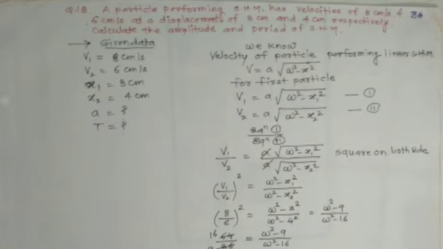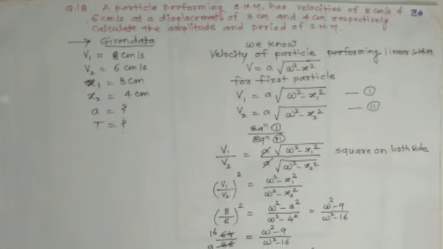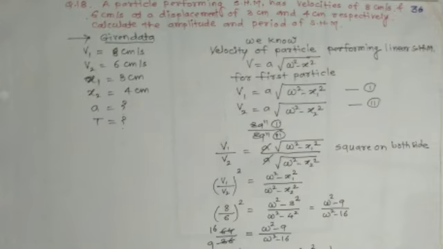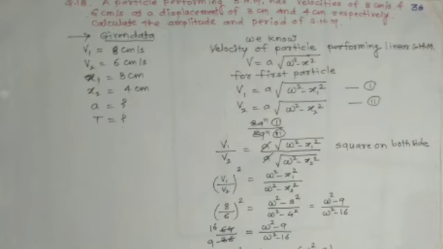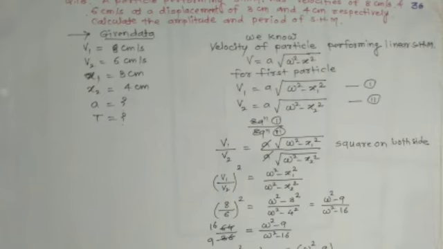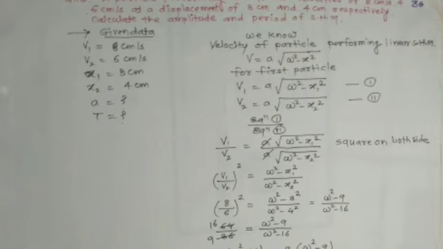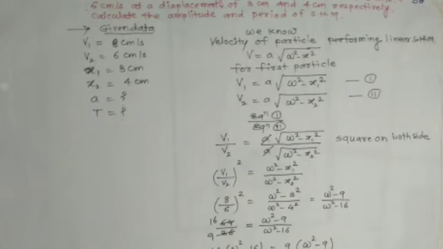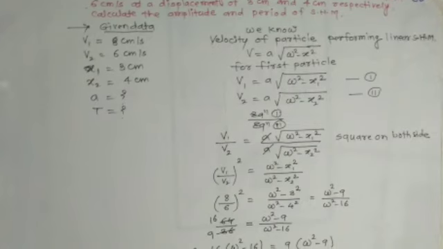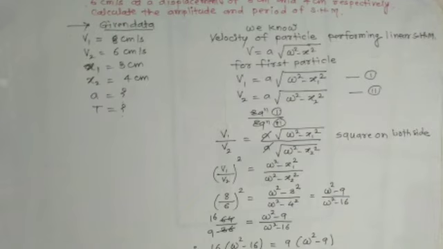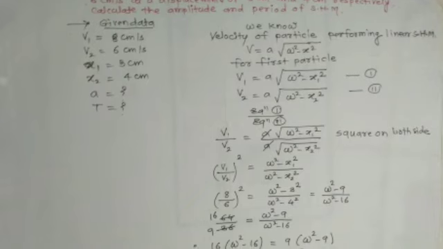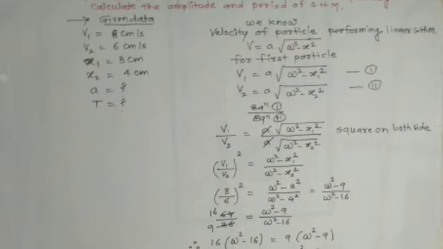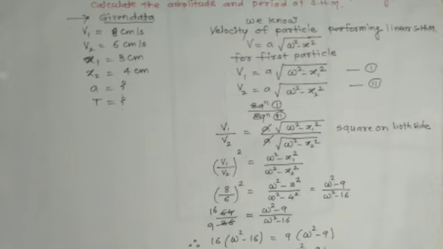Another numerical based question, question number 18. A particle performing simple harmonic motion has velocities 8 cm per second and 6 cm per second at a displacement of 3 cm and 4 cm respectively. Calculate the amplitude and the period of simple harmonic motion. Given data, V1 is equal to 8 cm per second, V2 equals 6 cm per second, x1 equals 3 cm, x2 equals 4 cm, amplitude A equals question mark, time period T equals question mark.